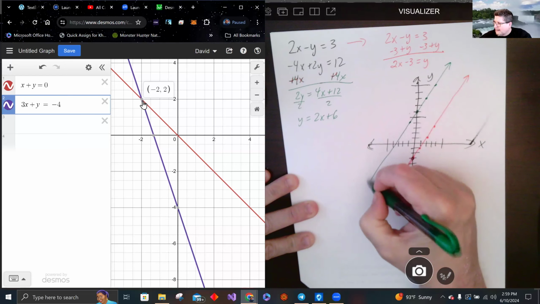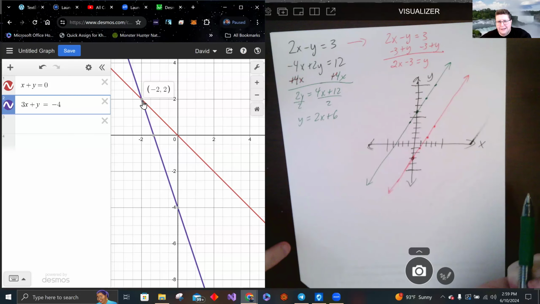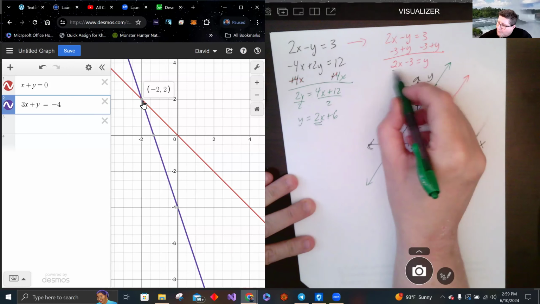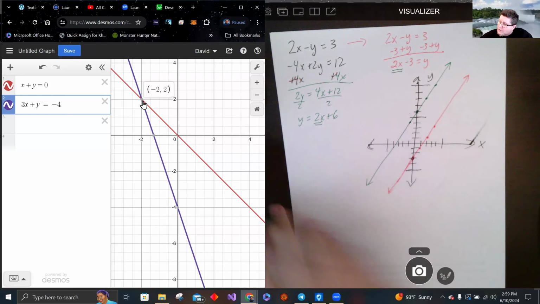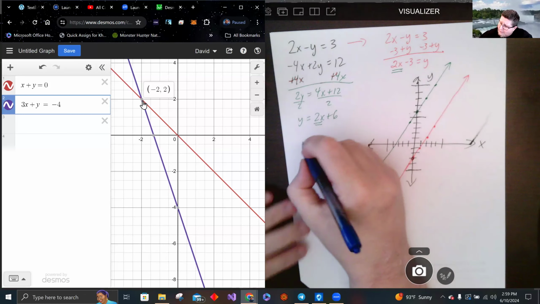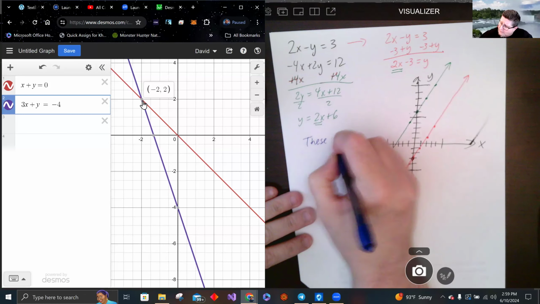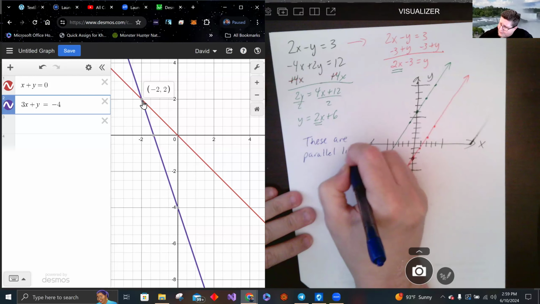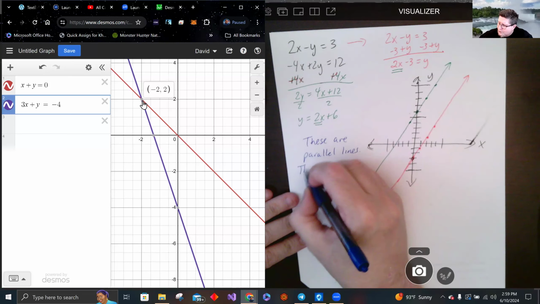Now, graphically, these look parallel, and I can see from their slope, they are parallel. So these are parallel lines like railroad tracks. So this system has no solution.